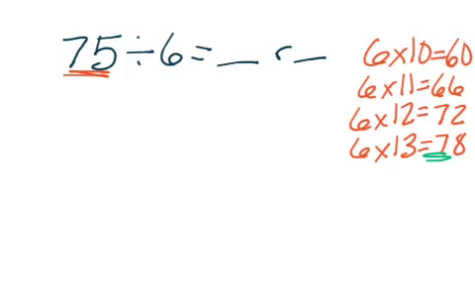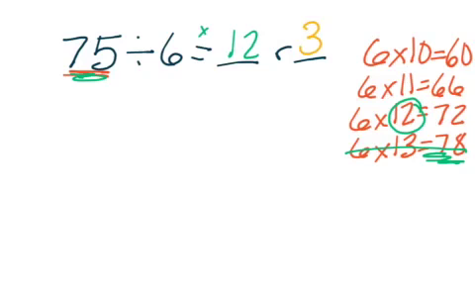Now, 78. That's larger than my dividend, so it can't be that. 6 times 12 gets me to 72. Now I have to think 72 plus what gets me up to 75? I know that I need 3 more. All right, so I solved my problem.